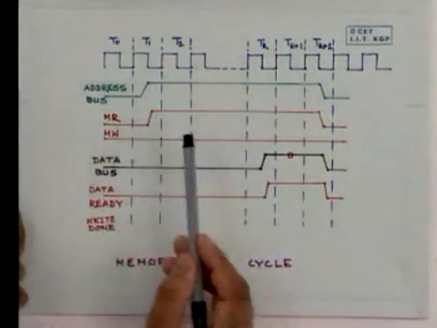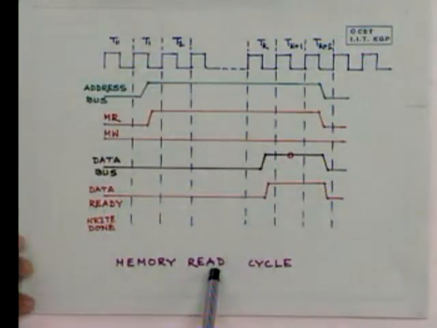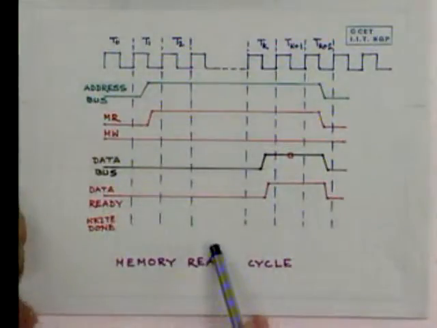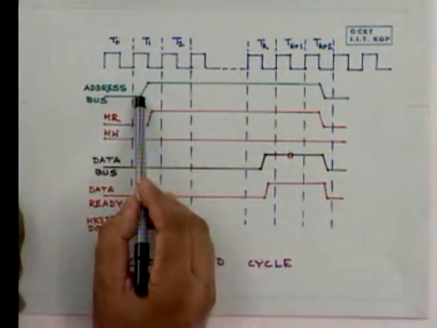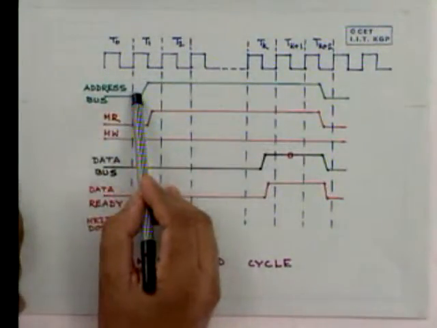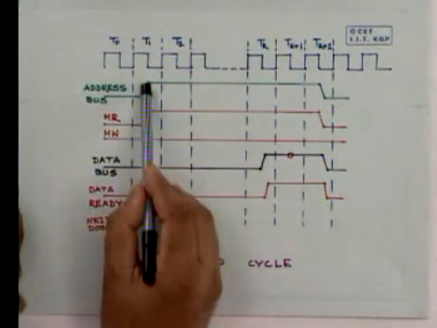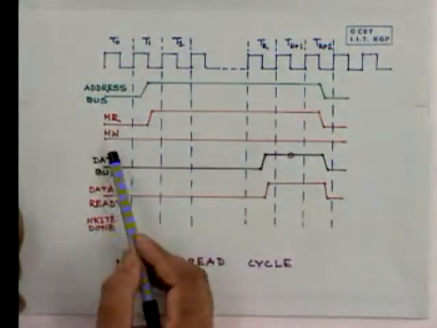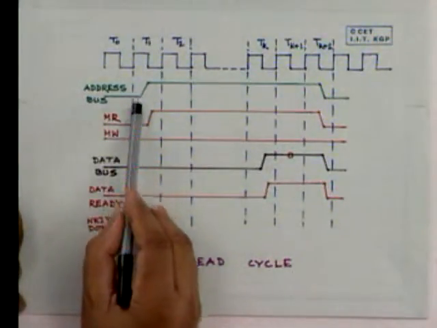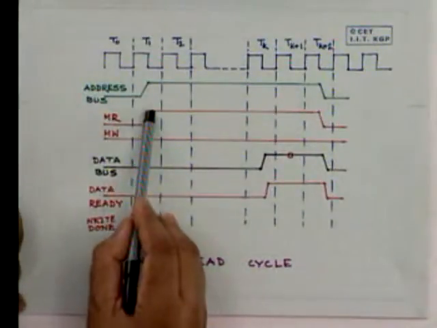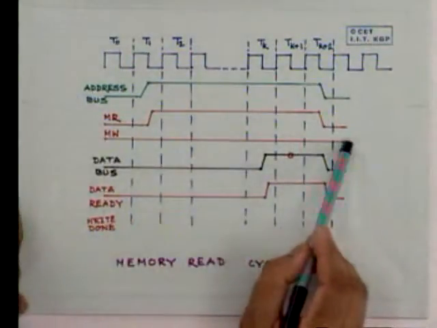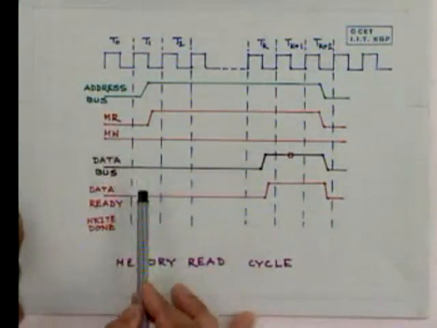Now if, for example, a memory read has to be carried out, the address bus is activated, say at the timing state T1. Going high means that the address bus has been activated, and it remains activated. The CPU says memory read. As the address is thrown, the memory read control line is also activated. The memory write control line is deactivated because it's a memory read cycle.